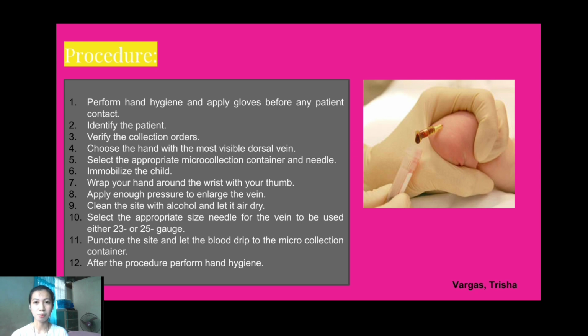Now for the procedure. First, we need to perform hand hygiene and apply gloves before any patient contact. Next is to identify the patient and verify the collection orders. We need to choose the hand with the most visible dorsal vein and select the appropriate micro collection containers and needle. For newborns and infants, you need to immobilize the child, having someone hold the child or with a blanket.